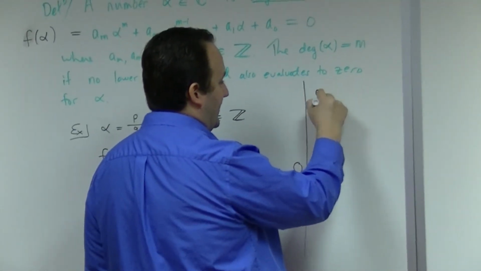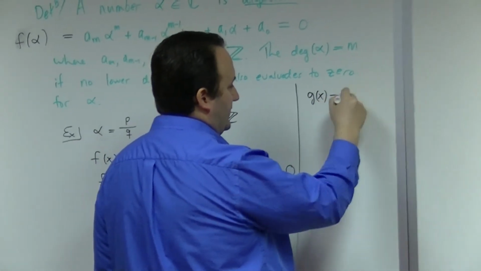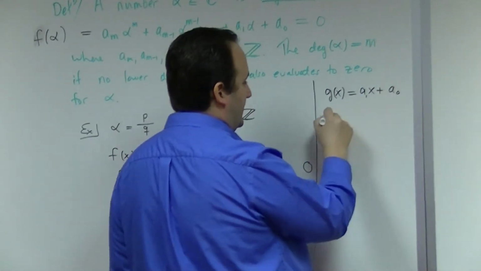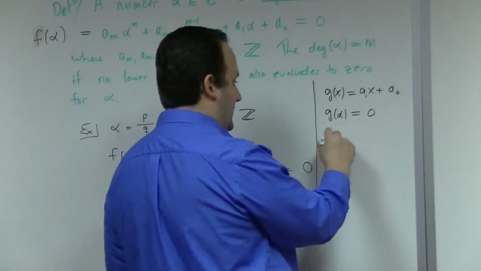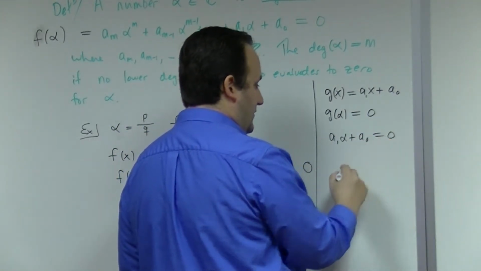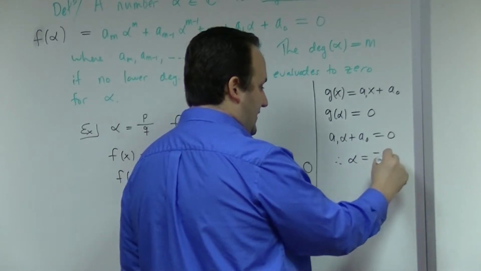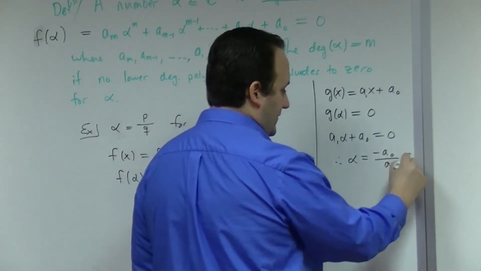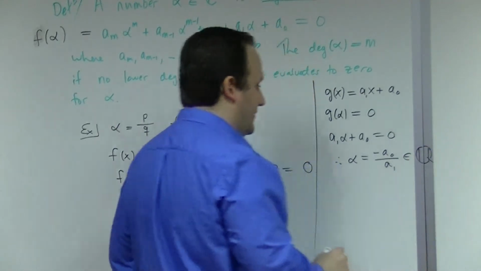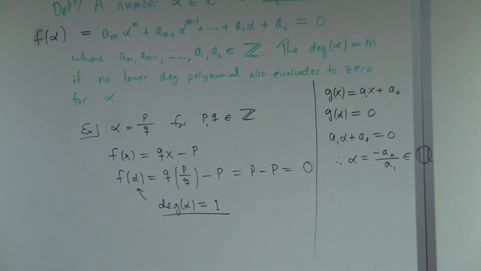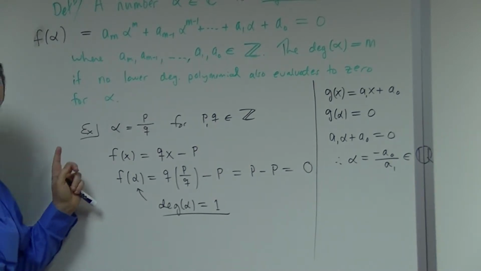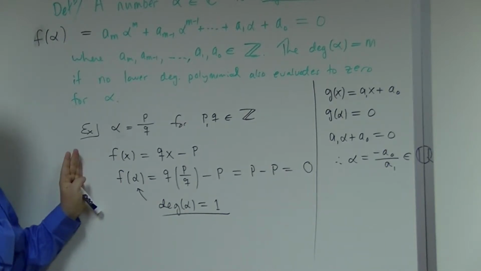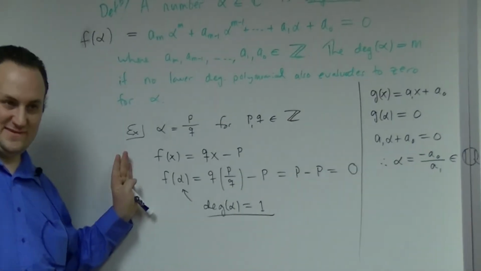That means there is some g of x, a1 times x plus a0, such that g of alpha is equal to 0. That's to say that alpha is degree 1. But what does this give you? This gives you that a1 times alpha plus a naught is equal to 0. Therefore, alpha is equal to minus a naught over a1. But hey, that is a rational number because we know that the coefficients are integers. So it's not just that rational numbers are degree 1 algebraic numbers; they're the only ones. Okay, that's it.